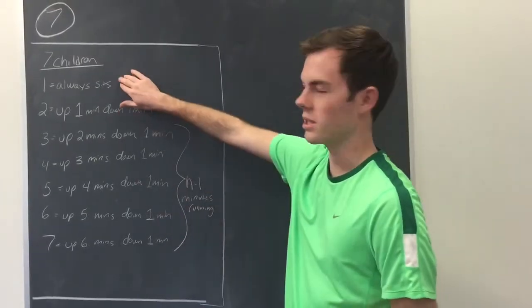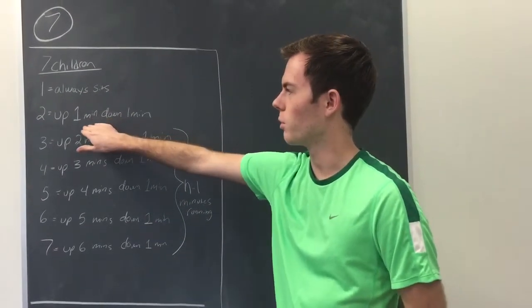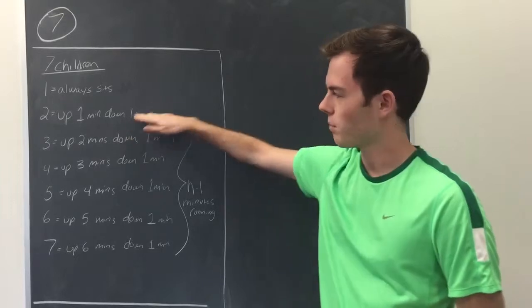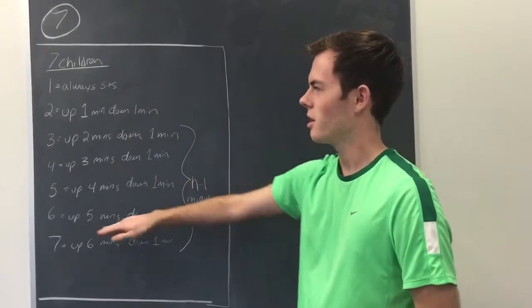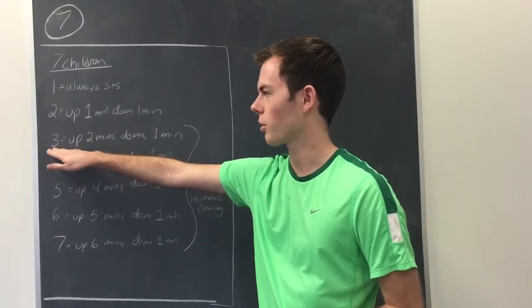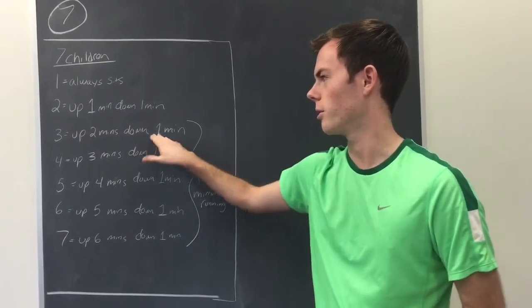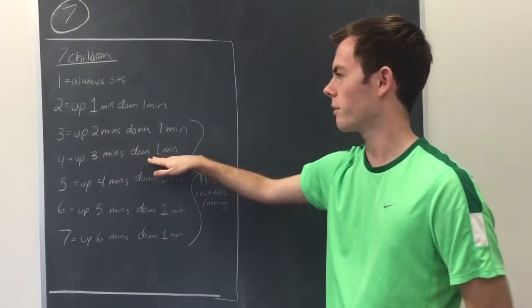So we know that child 1 is always sitting, and that child 2 is up for 1 minute and down for 1 minute. And then from that point, it follows the pattern n minus 1 minutes, they're running, and then 1 minute sitting. So you just take the number child, so the third child, they're up for 2, down for 1. Child 4 is up for 3, down for 1.